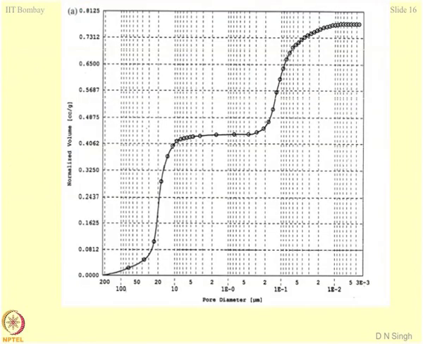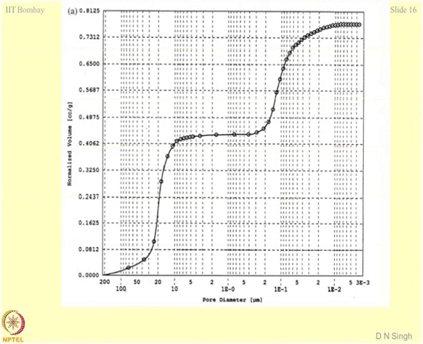Now this is a typical intrusion curve which we got for one of the samples which we had analyzed. Here you have pore diameter versus applied volume, normalized volume. So the more the pore diameter, what happens? More and more volume of mercury is going to get intruded into the system.